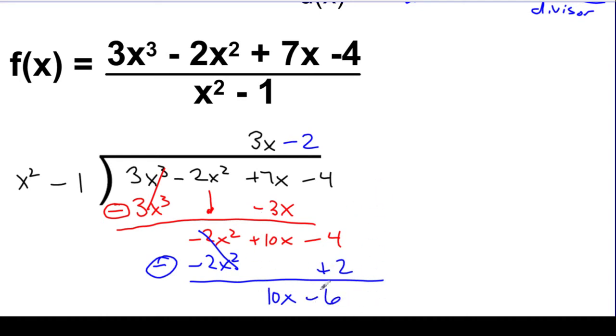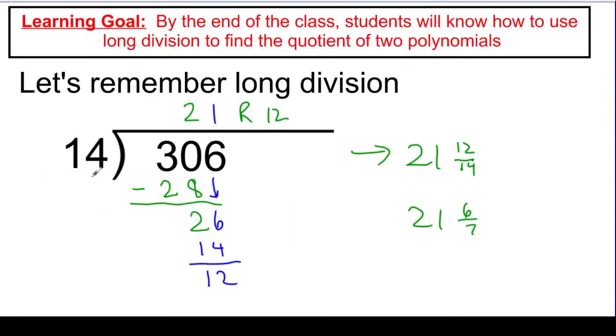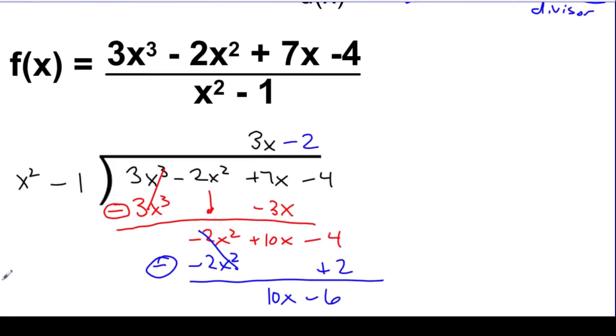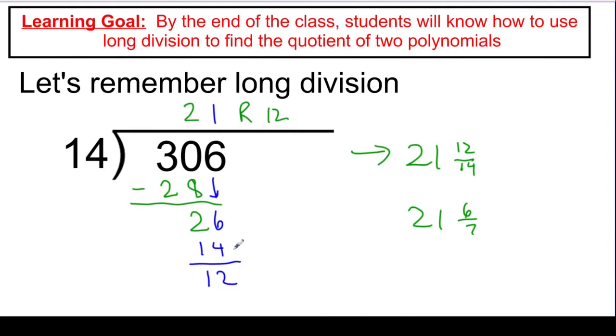And that's my problem. I have nothing else to bring down, right? I can't go any further. X squared cannot complete an x. It's already too big, right? So it's kind of like, again, let's go back to the simple number problem. 14 was bigger than 12, and that's how I knew to stop. I couldn't go any further because 14 doesn't go into 12 at all. In our problem here, x squared is bigger than x, right? So I can't take x squared into x any times at all. That's as far as it goes, right? So this right here, 10x minus 6, that's my remainder. That's like the 12 that showed up here. It was what was left over after I brought down the last term and divided and couldn't go any further.